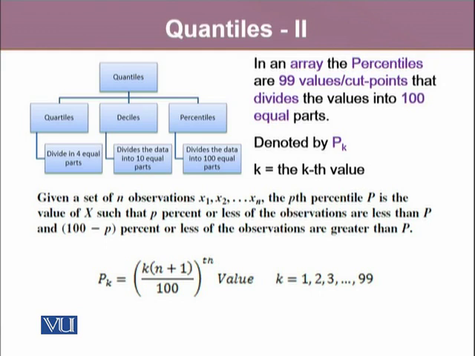Pk. So in a given set of n observations, let's say x1 up till xn, the pth percentile, P, is the value of x such that p% or less of the observations are less than P, and 100 minus p% or less of the observations are greater than P. Since in percentiles we are dividing our data into 100 equal parts, we'll use this 100 in the denominator, and the k values go from 1 to 99.